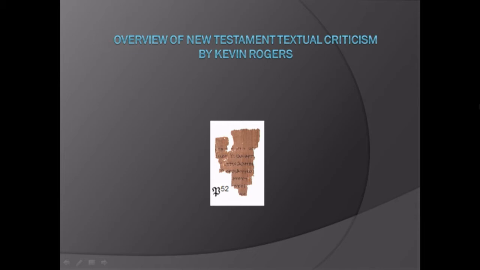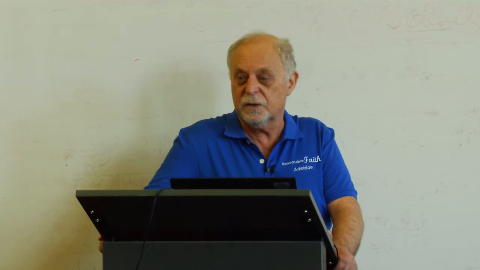That picture there is the earliest known fragment of the New Testament. It's called P52. It's parts of John chapter 18, on one side and the other. And it's usually dated to around 125 AD, which is supposedly within 30 years of when the original document was written. So that's our earliest fragment.